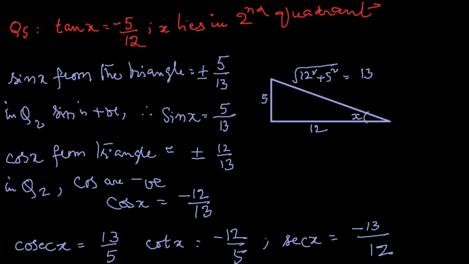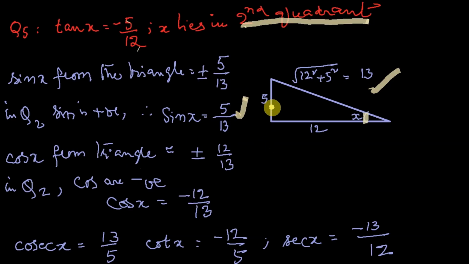Question number 5. Tan x is given as minus 5 by 12. X lies in the second quadrant. In the second quadrant, only sine is positive. For sin x from the triangle, first we draw the triangle. Tan x is given: opposite side 5, adjacent side 12, and this is the angle. So the hypotenuse becomes 13. So sin x is plus or minus 5 by 13. In the second quadrant, sin is positive, so it is plus 5 by 13.